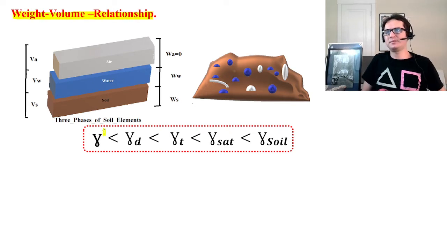So that's gamma prime, which is submerged unit weight, gamma D, which is dry unit weight, and they are also increasing from left to right. So gamma prime submerged unit weight is smaller than dry unit weight. Dry unit weight is smaller than total unit weight. Total is smaller than saturated unit weight, and saturated is a bit smaller than the unit weight of soil itself.